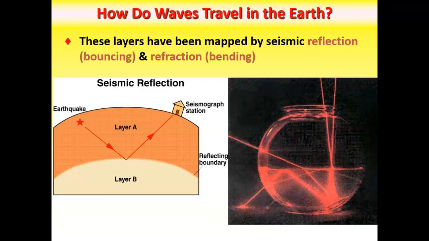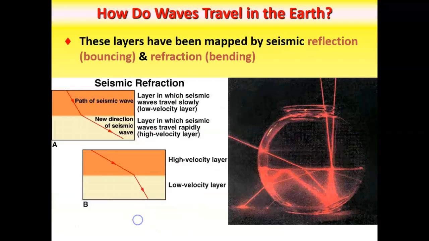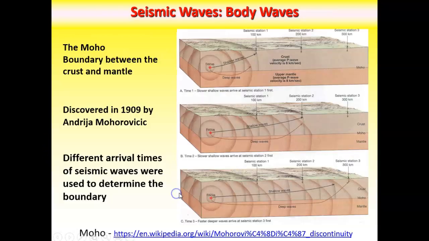Something's changed that's caused this energy wave to either reflect or refract. And so that's one way that we can determine that there's something different down there. Whether it's a behavioral change or a chemical change, we can use these energy waves from earthquakes to paint a picture of what's happening inside the Earth.